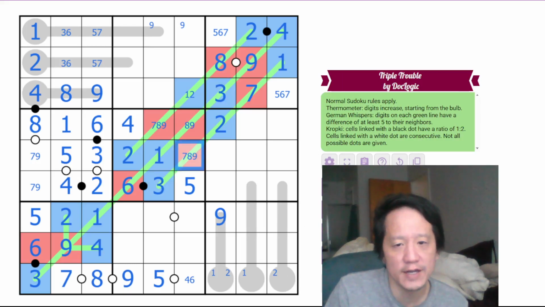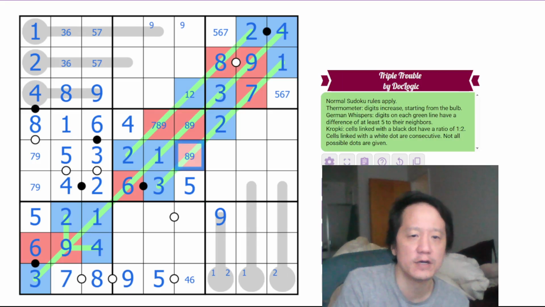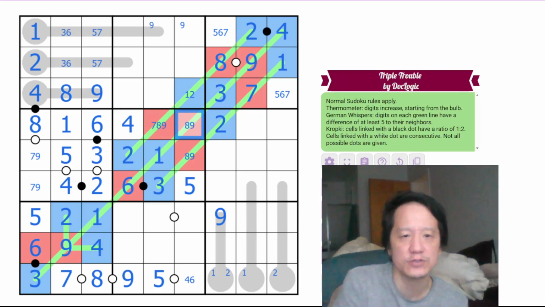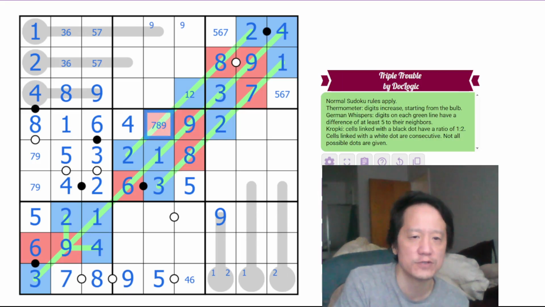This is 3. It has to be next to an 8 or 9 on a German whisper line. We have an 8, 9, and this 8 eliminates 8 here, so this is 9, which makes this 8. Therefore, this can't be 8 or 9. Therefore, it's 7.